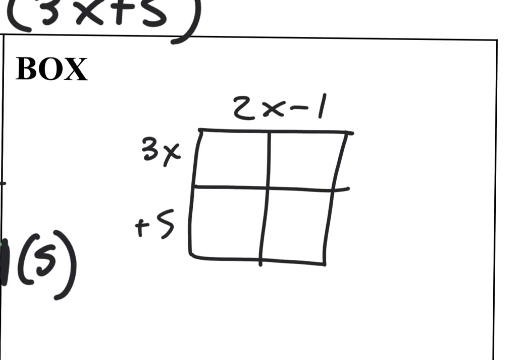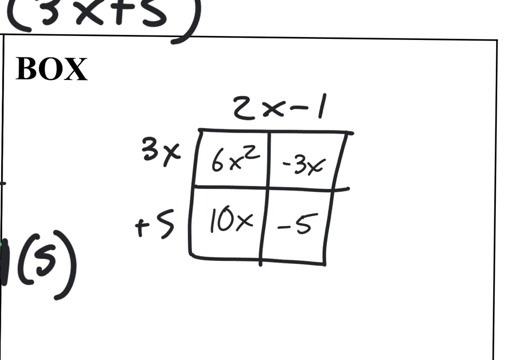So what is 3x times 2x? Well, 3 times 2 is 6, and x times x is x squared. So I got 6x squared. Negative 1 times 3x is negative 3x. 5 times 2x is 10x. And 5 times negative 1 is negative 5. Boom.